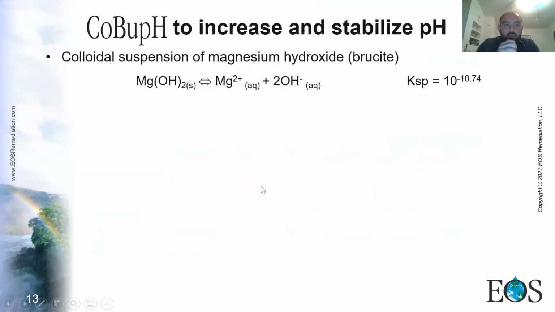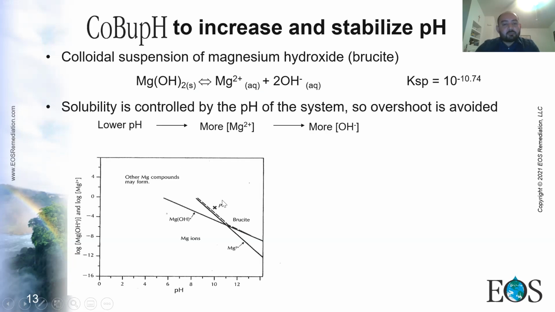So here at EOS Remediation, we developed another buffer called COBOF to increase and stabilize the pH. COBOF is a colloidal suspension of magnesium hydroxide, which, when injected into the system, will stay in the soluble form, and the solubility will be controlled by the pH of the system. Therefore, at higher pH it will stay in the solid form, but as the pH goes down, as we can see in this graph, it will dissociate into magnesium ions, but more importantly, into hydroxide ions that will neutralize the system.